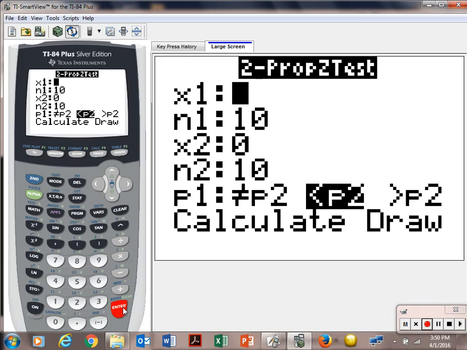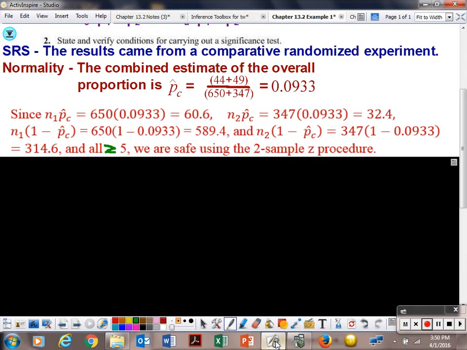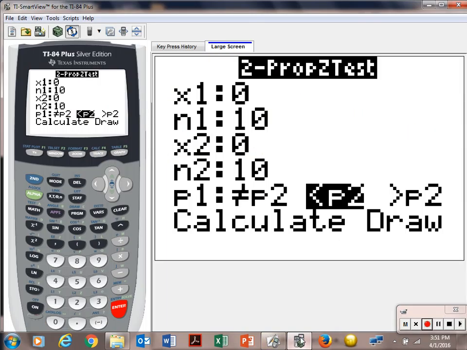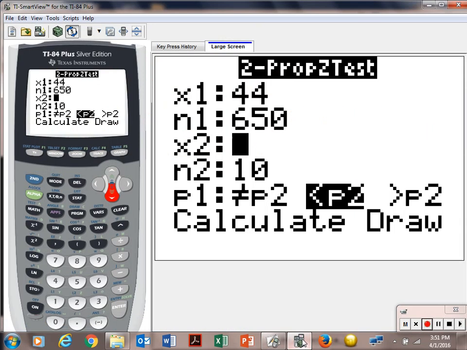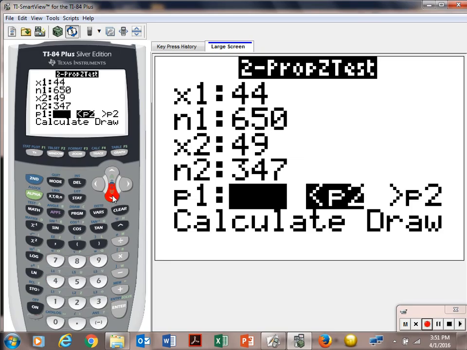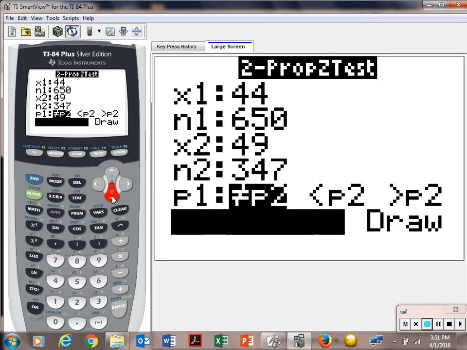All right, now we need to quickly fill in the numbers. The successes for the first one would be 44 and the sample size was 650. Then the next one was 49 and 347. And you could go ahead and make sure you pick the correct alternative and go down to calculate.